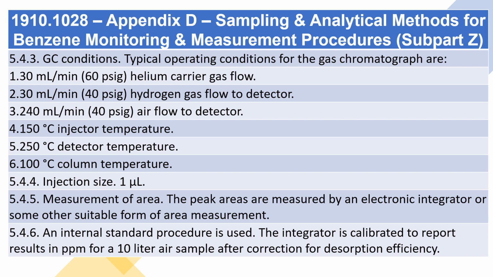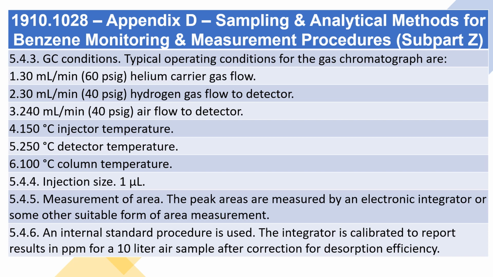5.4.3. GC conditions. Typical operating conditions for the gas chromatograph are: 1. 30 ml per minute, 60 psig, helium carrier gas flow. 2. 30 milliliters per minute, 40 psig, hydrogen gas flow to detector. 3. 240 milliliters per minute, 40 psig, airflow to detector. 4. 150 degrees Celsius injector temperature. 5. 250 degrees Celsius detector temperature. 6. 100 degrees Celsius column temperature. 5.4.4. Injection size, 1 µL.